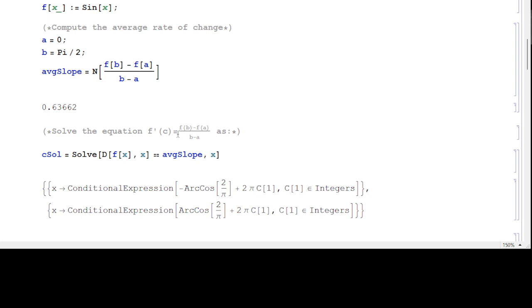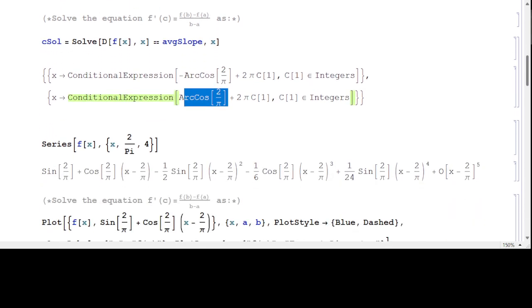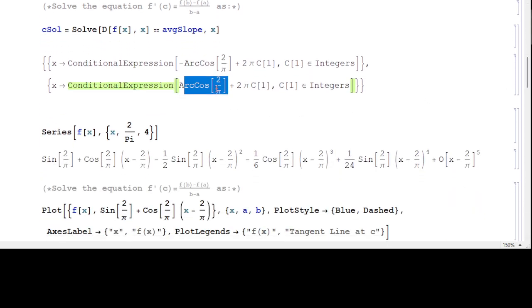To solve the mean value theorem equation, that is the derivative of f of c equals f of b minus f of a divided by b minus a, in order to find the point c, we solve this equation, which is the derivative of f of x as a function of x equals the average slope. So this is the total equation, and we want to solve this equation for the value of x. So we get two values of x, but the apparent value is arc cos 2 by pi. So this is the value of c. So arc cos 2 by pi is the value where we get the slope.